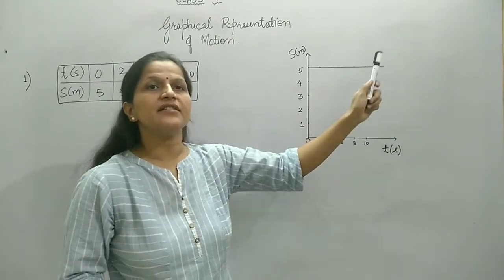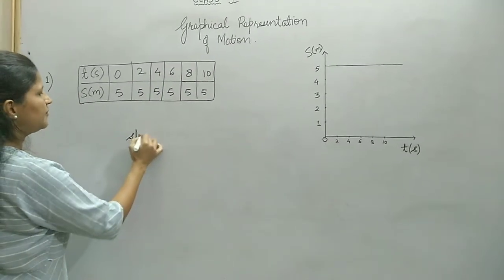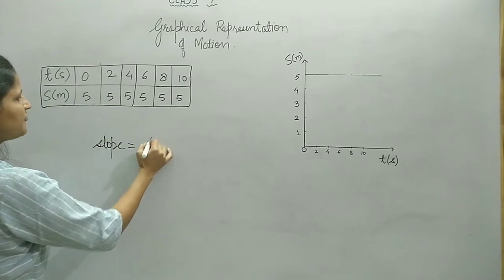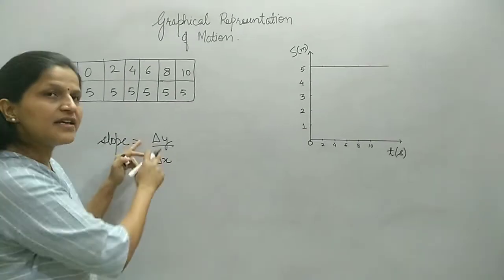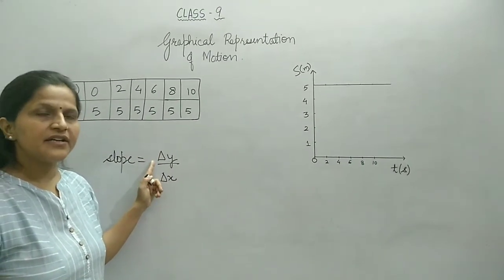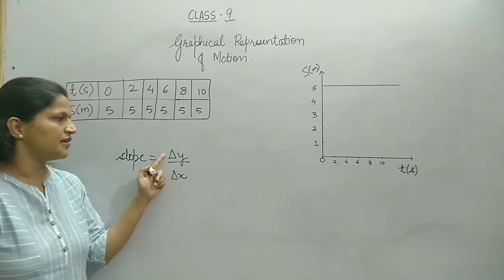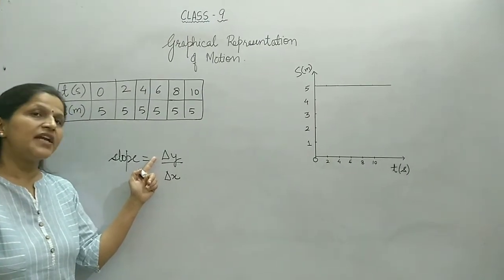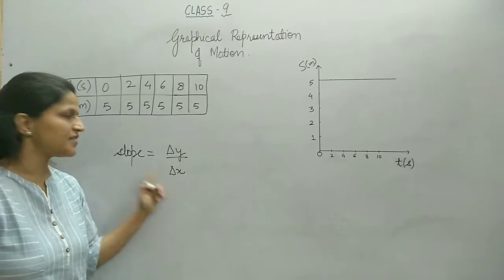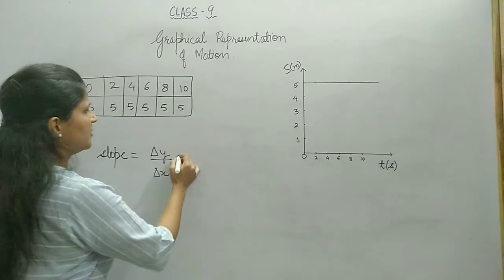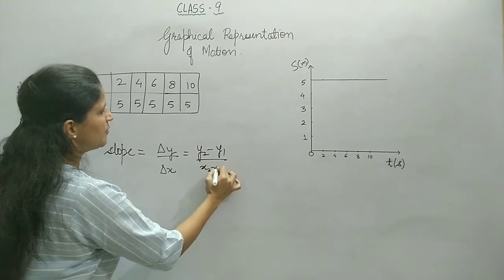Now how do we calculate this slope? Slope is a very important tool of the graph, which is calculated using a formula called change in y upon change in x. Delta, the triangle, is known as delta. This is a Greek letter, as we have our ABCD letters in the English alphabet. Delta means change. So change in y upon change in x gives us the slope of the graph. Change in y means y2 minus y1 upon x2 minus x1.